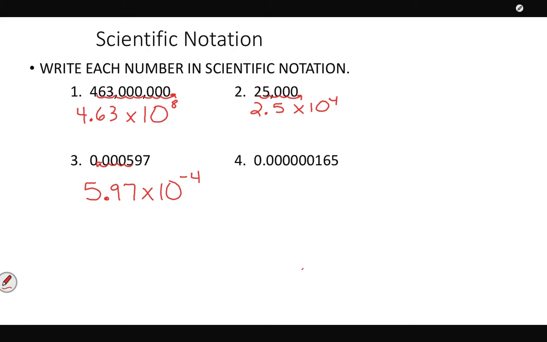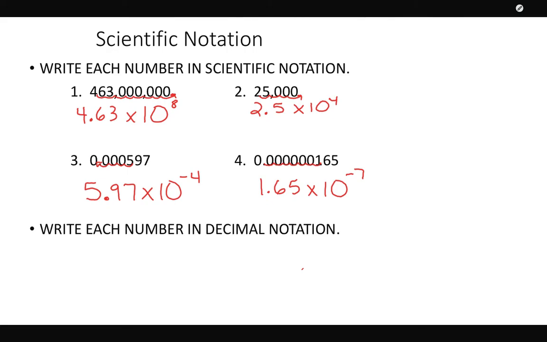In the last example here, again, we move the decimal so it's there. So it's 1.65 times 10 to the, and now we get 1, 2, 3, 4, 5, 6, 7 times 10 to the negative 7th power. So that's writing a number that's given to us in standard form and rewriting it into scientific notation.